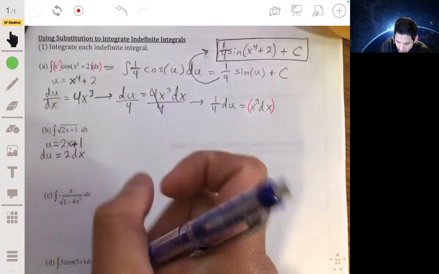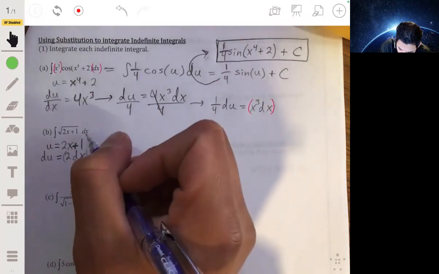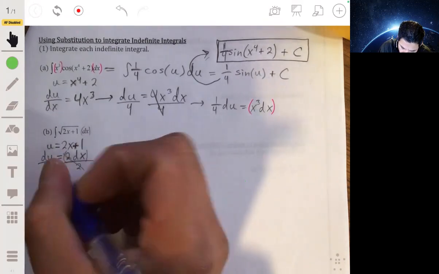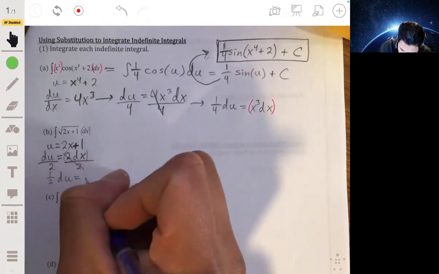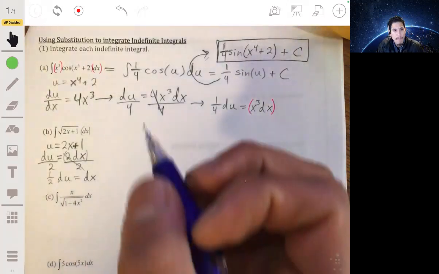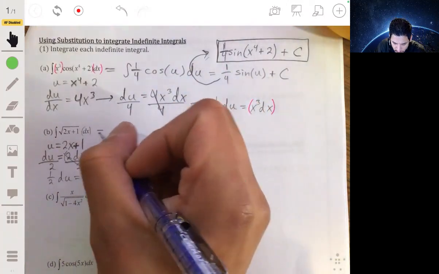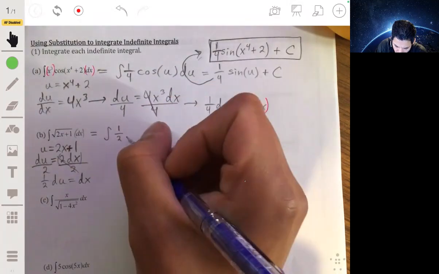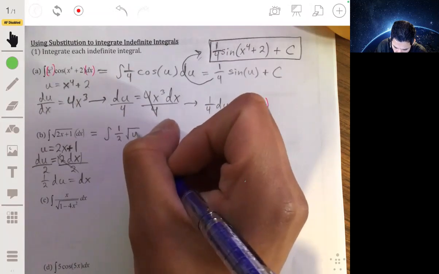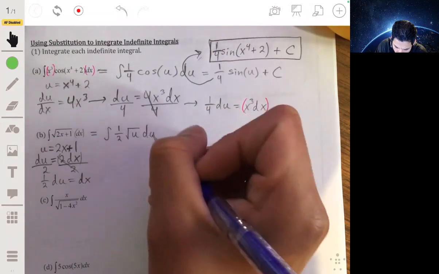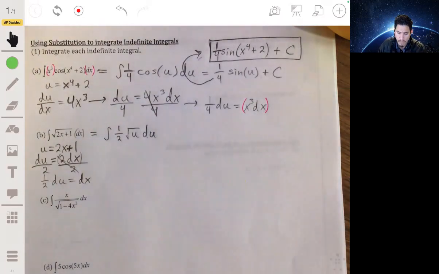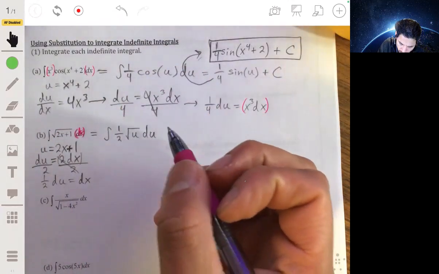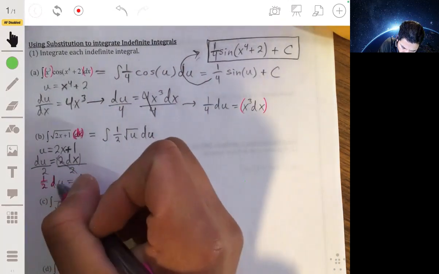And then what you see is that you have dx. So we just need that 2. And what we can do is just divide both sides by 2. And we'll get that 1/2 du equals dx. And there we go. So then we can rewrite this as the integral of 1/2 times the square root of u du. Because again, we have that dx there as the 1/2 du.